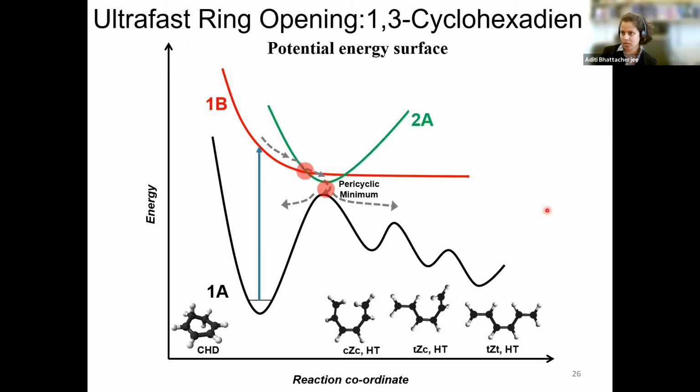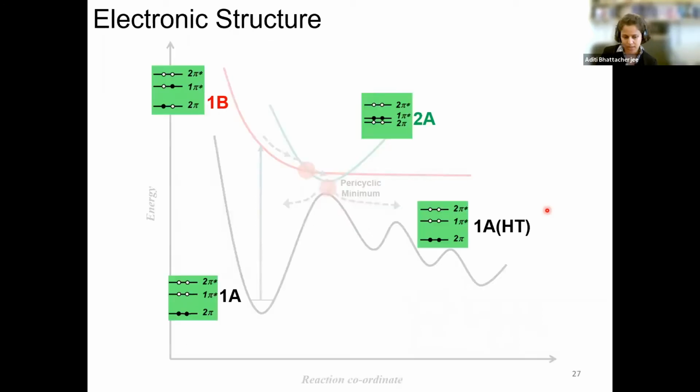Now, in X-ray spectroscopy, what we are really sensitive to is the electronic structure. And so what I'm showing here is the electronic structure at representative locations on the potential energy surface in these green boxes. In the ground state of cyclohexadiene, we have a 2 pi HOMO, or highest occupied molecular orbital. We have a 1 pi star LUMO, or lowest unoccupied molecular orbital. In the 1B state, which is the photoexcited state, this is a pi star excited state, meaning that an electron has been promoted from the 2 pi HOMO to the 1 pi star LUMO.